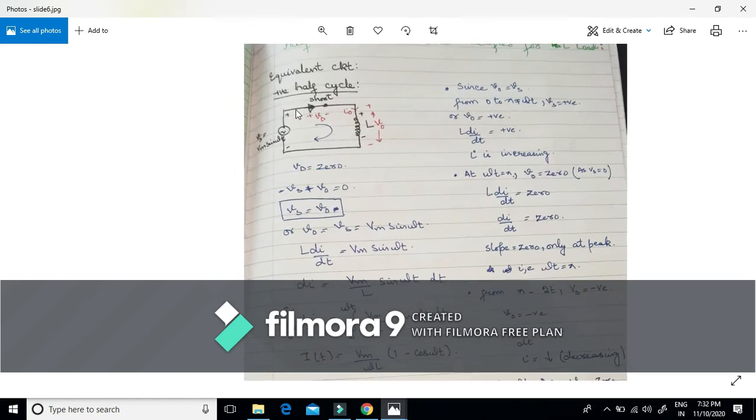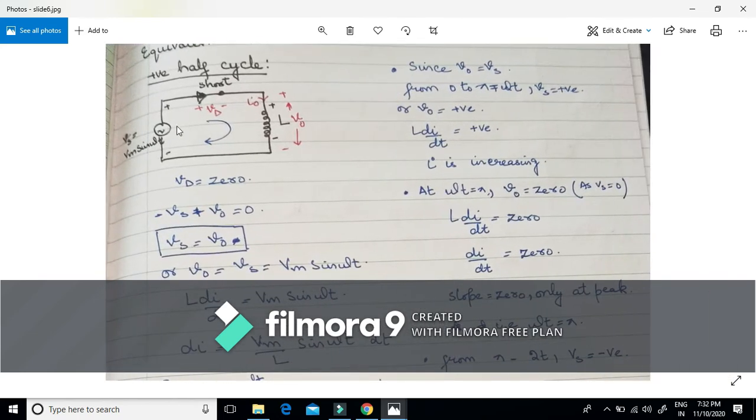Here this is the source voltage. When we are applying the source voltage, this diode will be conducting, because the anode is made positive with respect to the cathode from omega t equal to 0 to pi.